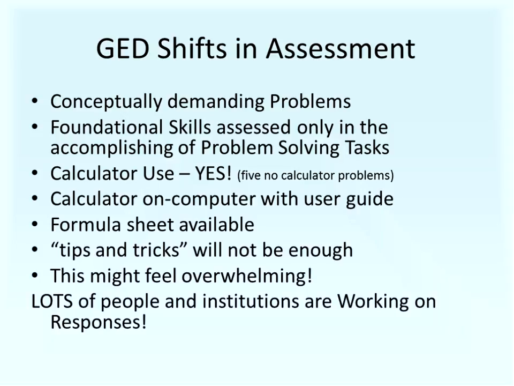Another big shift on the assessment is that there's a calculator on the computer for the whole test except for 5 problems at the beginning of the test. In addition, there's a guide on the computer that shows the students what buttons to press on their calculator to do certain kinds of calculations. If a student wanted to know how to find 40% of 200, they could look up the guide sheet and see which buttons to press on the calculator. The calculator can't be brought in by the student, but the calculator is on the computer. There's also a formula sheet available, but because of these tools, it's simply not going to be enough for the students to study up on tips and tricks to do a certain set of problems.